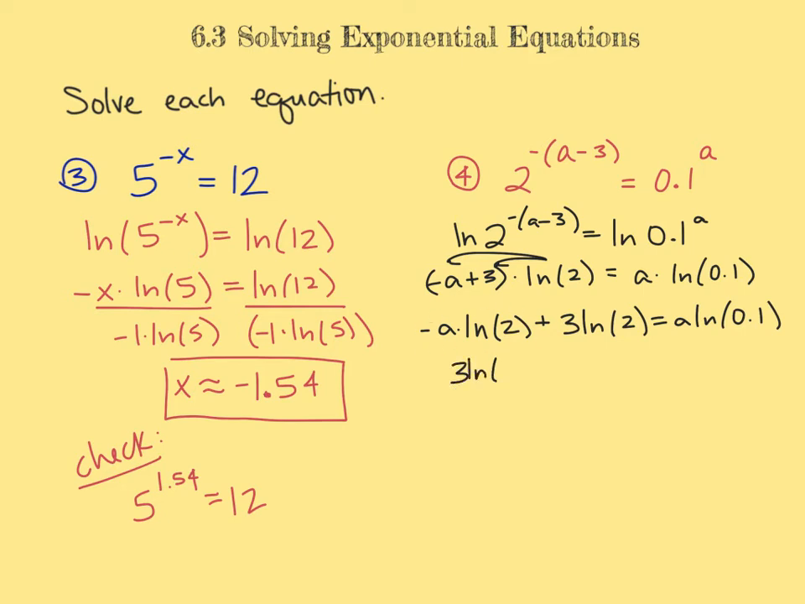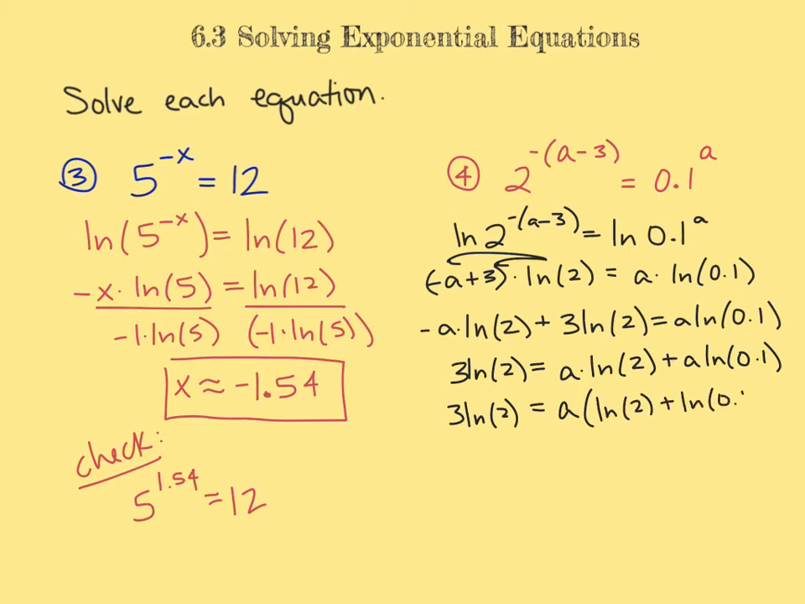So we'll still have 3 ln of 2 on the left-hand side, and then I added over that term, so it becomes positive a ln of 2 plus the term that was already there. At this point, on the right-hand side, what we can do is solve for a by factoring the a out. So we'll have the natural log of 2 plus the natural log of 0.1.